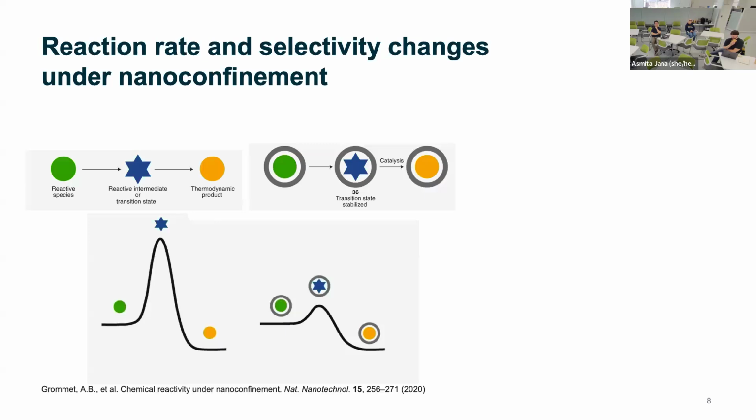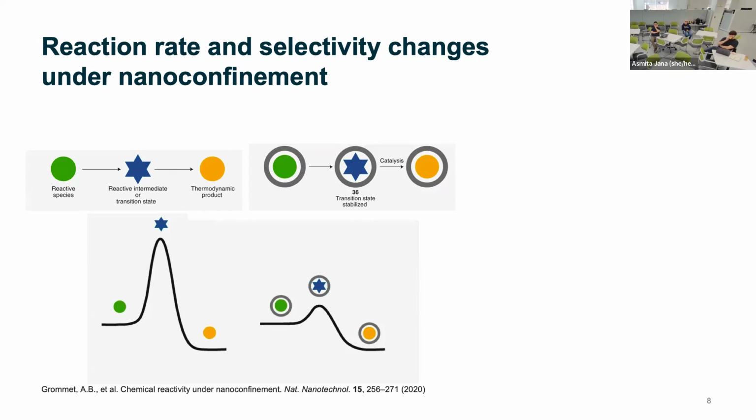Green, which is the reactant, goes to a transition state, which is the blue star. And then finally, it goes to a thermodynamic product, or the golden yellow circle. Now, this reaction happens in a non-confined environment, which is this here. And it also happens in a confined environment where you have the gray spheres confining the stuff. And there is a reaction energy landscape in both cases.